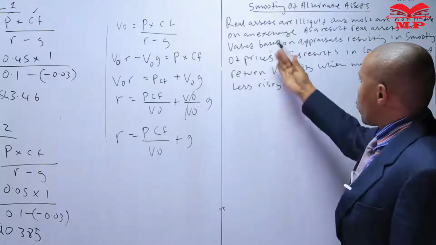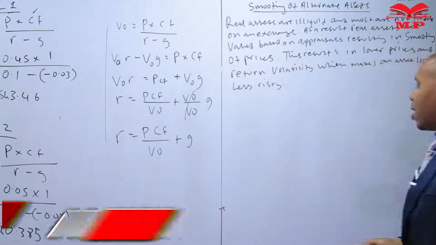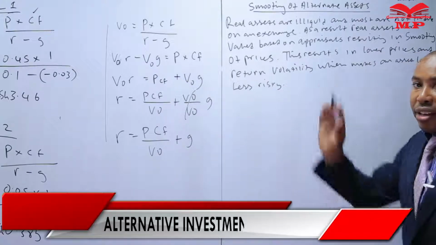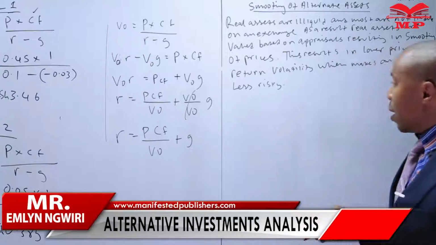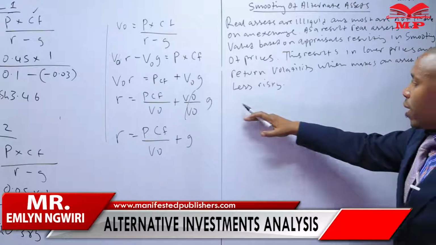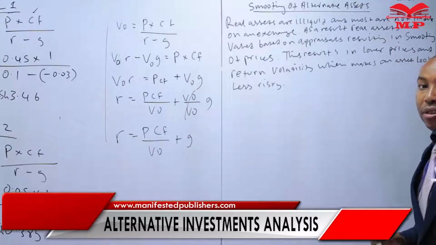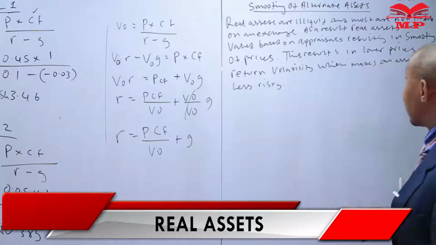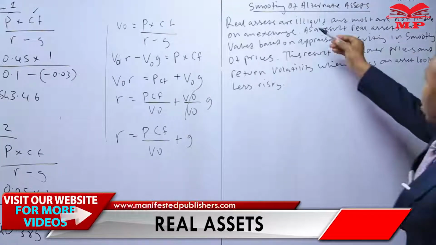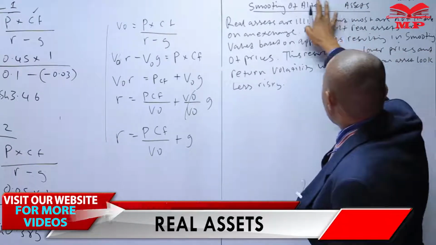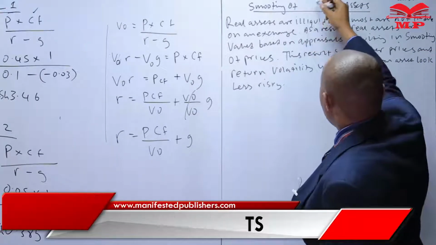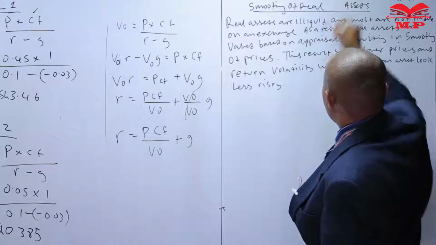So we are saying that real assets tend to be very illiquid, and they also tend to have prices that fluctuate so much. So smoothing is necessary, or trying to get an average of the prices of real assets to be specific. I actually meant over here to write real assets, not alternative assets, pardon me. This should be real assets.